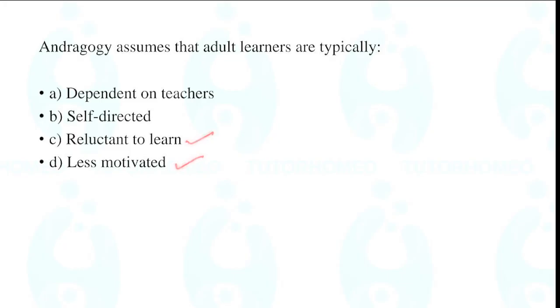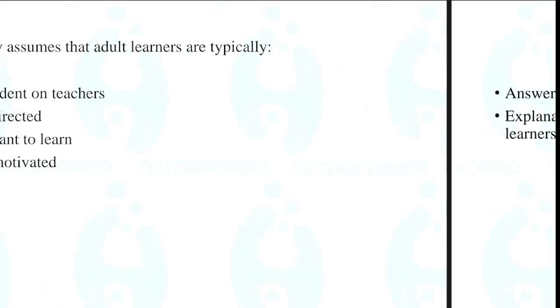Next question. Andragogy assumes that adult learners are typically dependent on the teacher, self-directed, reluctant to learn, or less motivated. Dependent on the teacher describes adolescent learners. Reluctant to learn, unless we give a push they don't learn, is definitely not a criterion for adult learners. Adult learners learn because they want to learn. Are they less motivated? Definitely not. Adults are not less motivated because they have a goal and they want to reach it. They are always motivated because they already have a goal set in their mind. So they are self-directed. Adults are generally considered to be more self-directed learners, because they take responsibility for their own learning since they know they have to reach somewhere.